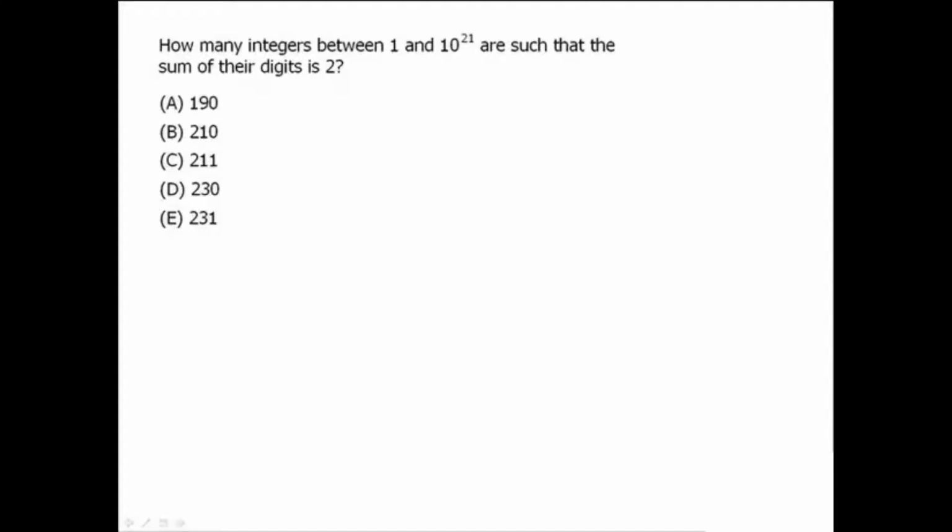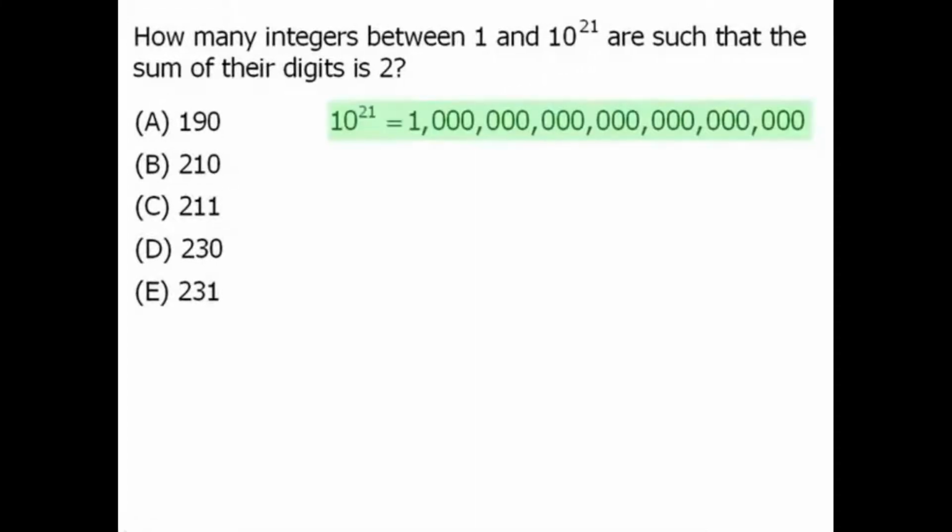Let's begin by taking a closer look at 10 to the power of 21. As you can see, this is a 22-digit number. This means that all integers between 1 and 10 to the power of 21 will have at most 21 digits. Now, for the purposes of this question, we're going to say that all numbers in this range will have exactly 21 digits. And we'll do this by including several leading zeros of a number.